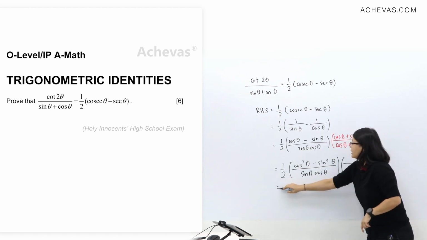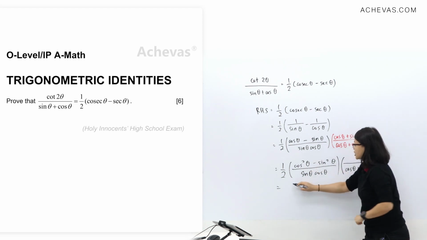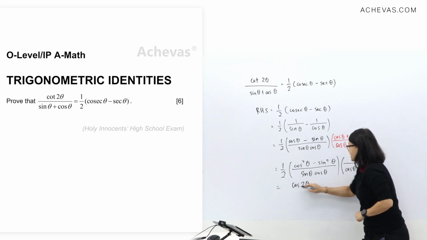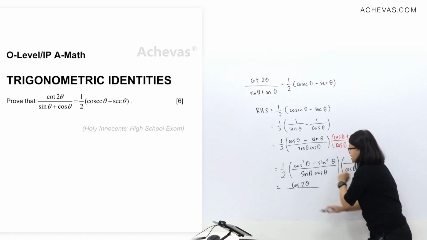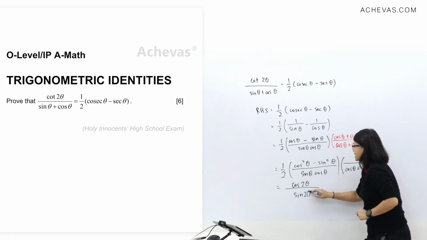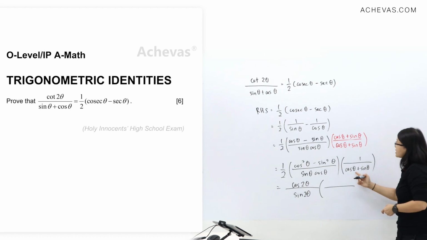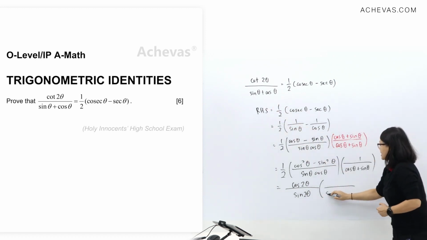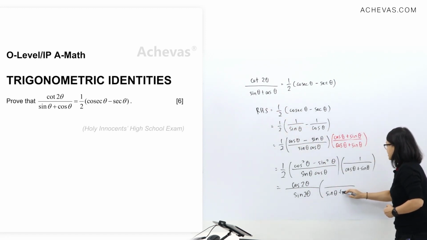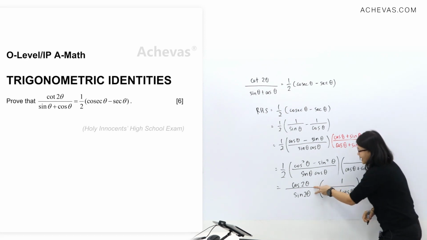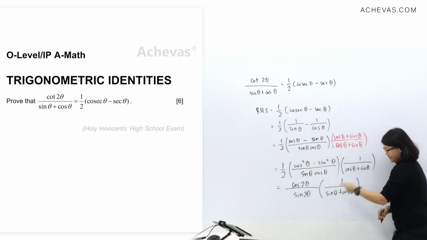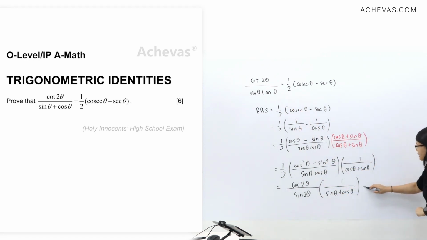Alright, so let's look at next. This one here, I can change it to cos 2 theta, and 2 sine theta cos theta is going to be a sine 2 theta. Okay, and for this one here, let's just flip it to this sine theta plus cos theta. Now let's take a look at this one here. I can change it to cos 2 theta. So my last answer here, I will get cos 2 theta divided by sine theta plus cos theta, which is the left hand side.